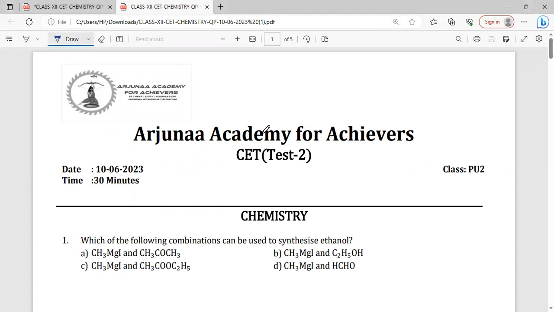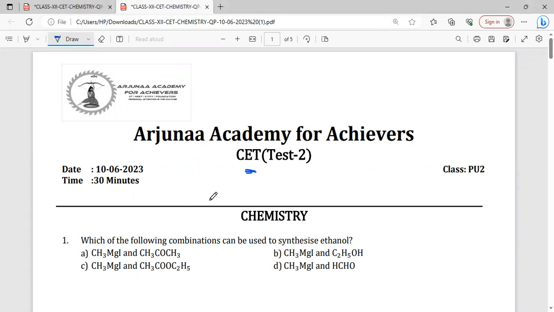Hello students, today we'll be discussing the solutions for chemistry CET test 2, based on the chapter alcohols. Okay, let's start our discussion.